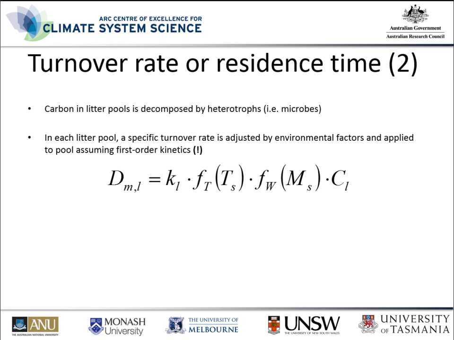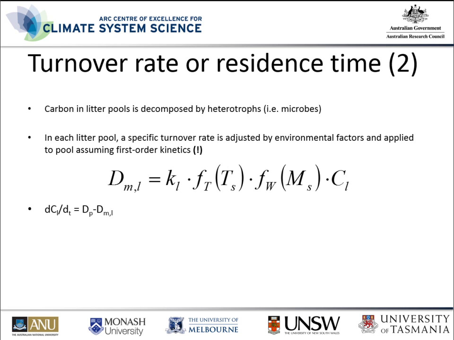So the carbon in the litter pools is decomposed by heterotrophs, so microbes. And in each litter pool, there's a specific turnover rate adjusted by environmental factors applied to the pool, assuming first order kinetics. So the decomposition by microbes in the litter pools is basically the same formulation as before, just that you replace K by its value for the litter pool, and Cl is the amount of carbon in the litter pool.